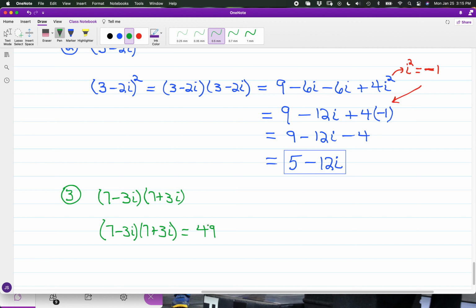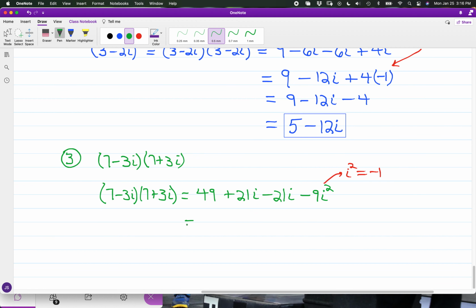Outside product, you have 7 times 3i, so you have a positive 21i. Inside product, you have negative 3i times 7, so this would be a negative 21i. Last product, we have negative 3 times 3 is negative 9. i times i becomes i squared. So we're back to that i squared once again, and again, we have i squared is equal to negative 1.